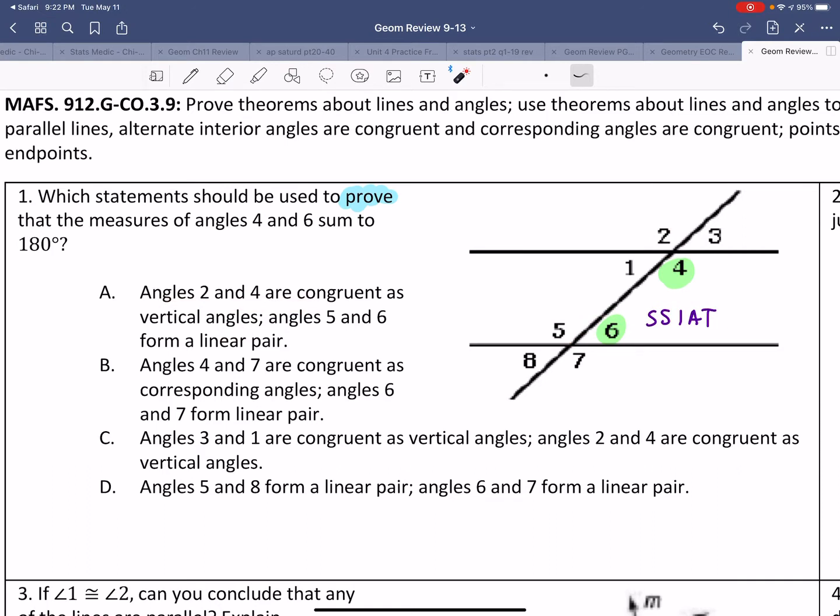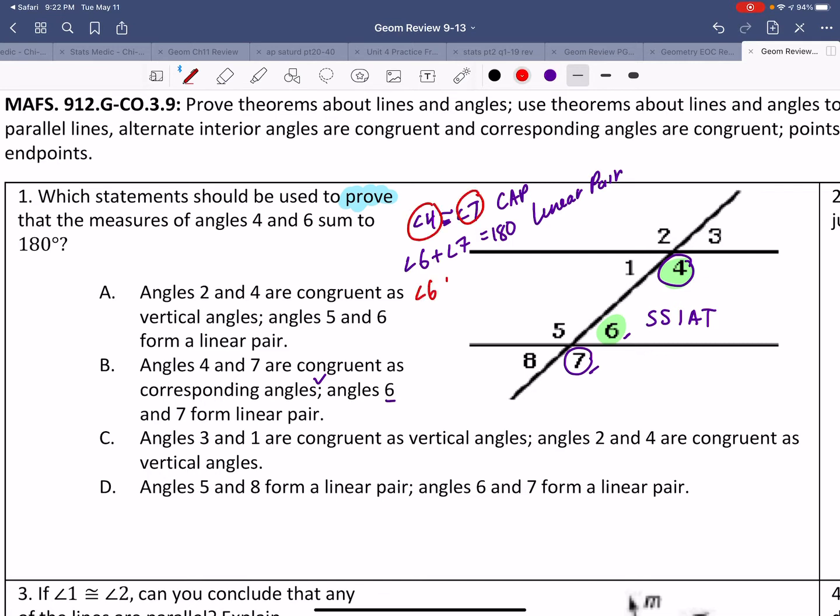The next one says angle 4 and 7 are congruent. Yes, because they're corresponding. So this is true. So we could say angle 4 is congruent to angle 7 because they're corresponding. And then angle 6 and 7 form a linear pair. That's true. So angle 6 plus angle 7 equals 180 because that's a linear pair. And so then notice how we can substitute angle 4 for angle 7. So instead of writing angle 7 here, we could write angle 4, and using substitution, I am able to come to the conclusion that I'm adding those. All right, that's what we tried to prove.